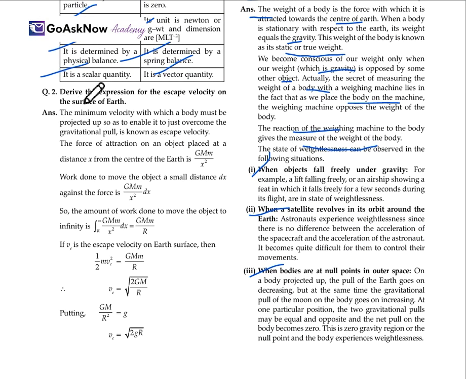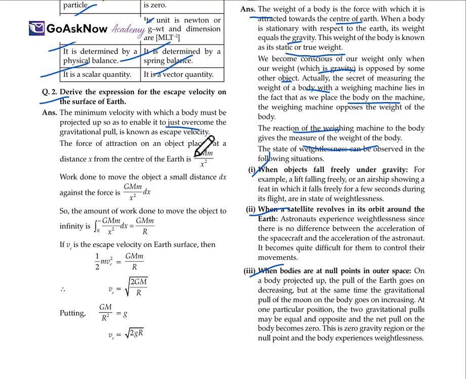Derive an expression for the escape velocity on the surface. The minimum velocity with which a body must be projected so as to just overcome the gravitational pull is known as escape velocity. This is the definition of escape velocity: the minimum velocity with which a body is projected to just overcome the gravitational pull.